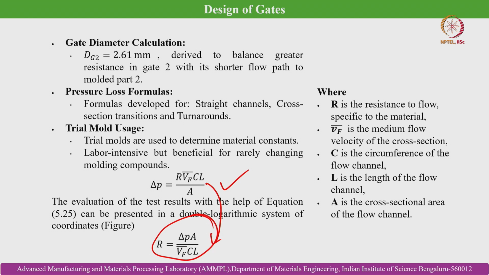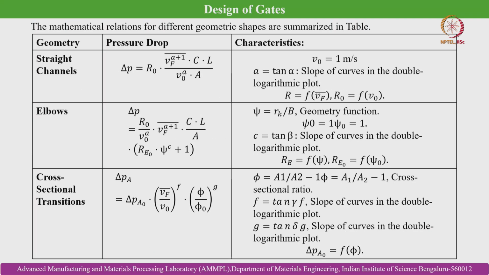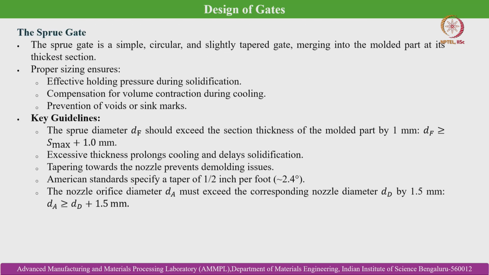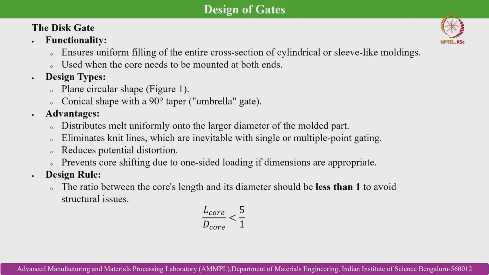Where R is the resistance to flow specific to the material, Vf is the medium flow velocity of the cross section, C is the circumference of the flow channel, L is the length of the flow channel, and A is the cross sectional area of the flow channel. So the mathematical relations for different geometric shapes are again summarized in this table. For straight channel, for elbows and for cross sectional transitions, the pressure drop is summarized over here.